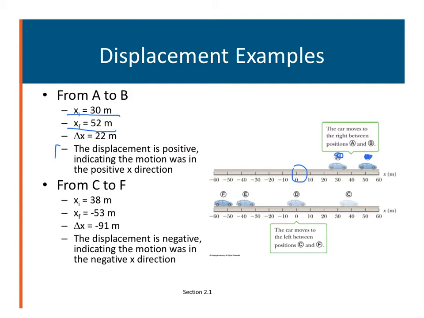Now, one of the keys here is this displacement is positive. And what that means is that indicates that the motion was in the positive x direction. We went from a small position to a bigger position. So it's a positive direction. Whereas if we look at C to F, we go from a position of positive 38 meters to a negative 53 meters. And that negative means we're to the left of the 0 point. And so our change in position from C to F is negative 91 meters, and the displacement is negative, telling us that we moved to the left, or the negative x direction.